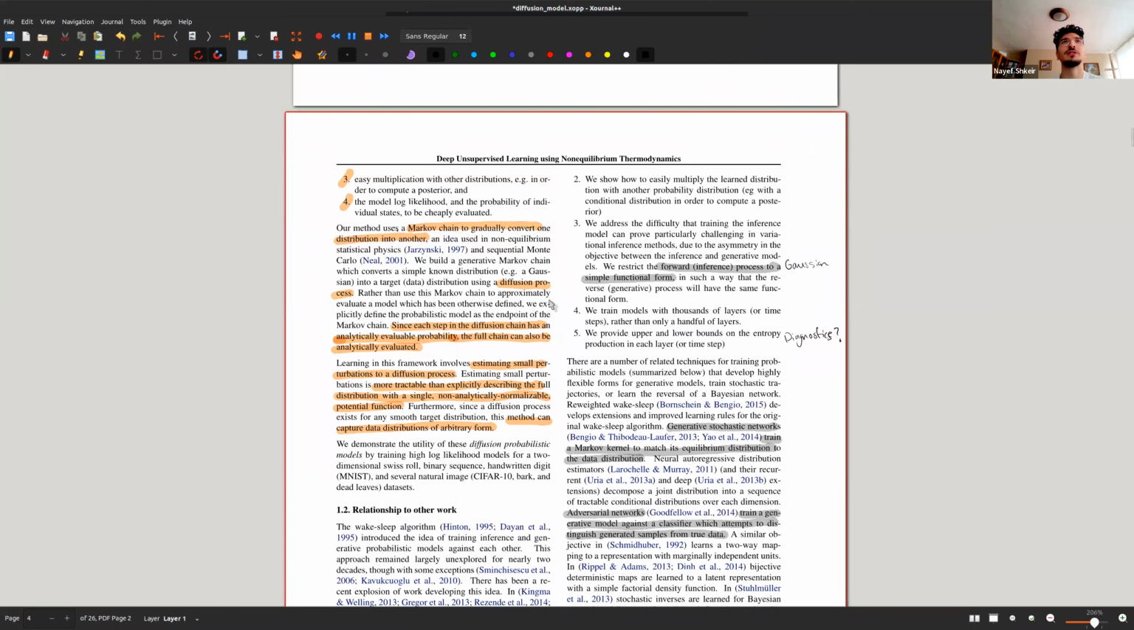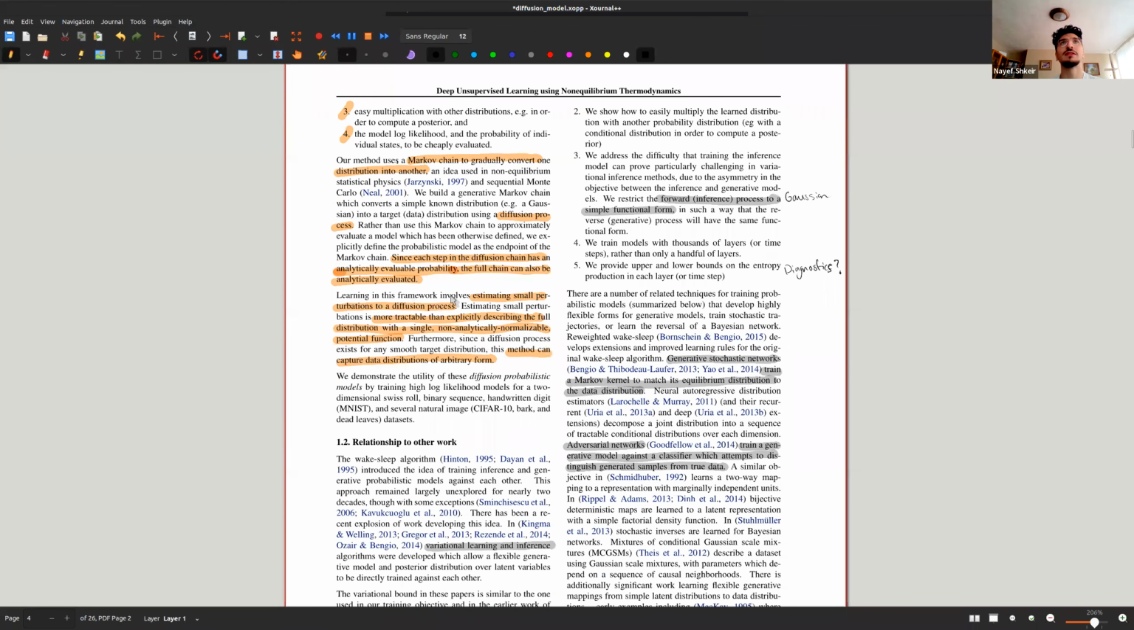Rather than use this Markov chain to approximate the model, we explicitly define some probability model as an endpoint of the Markov chain. And so each step in the diffusion chain has an analytically evaluable probability, so the full chain can also be analytically evaluated. That's a really powerful property, because each step is fully defined. You have some parameter and it's just a Gaussian. So you have the analytical form. And so learning this framework involves estimating small perturbations to a diffusion process. When you say you have the full form, is that the kernel of the diffusion?